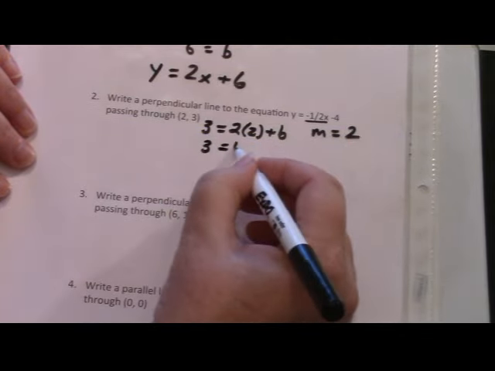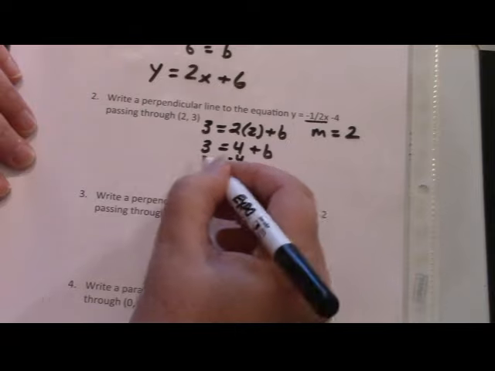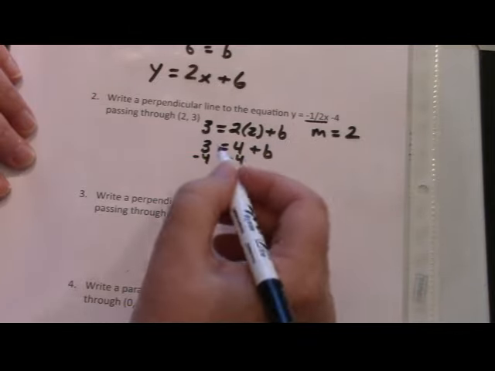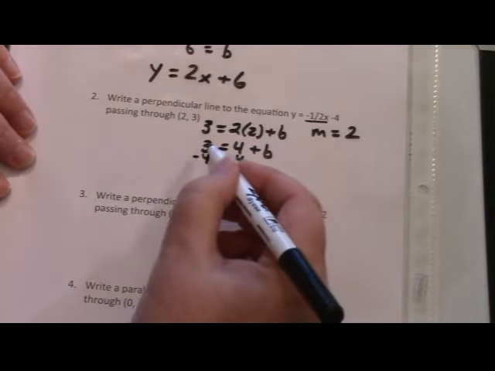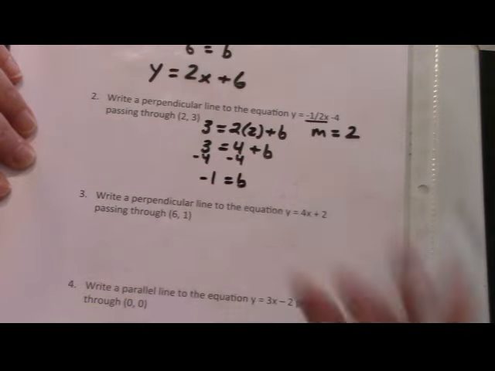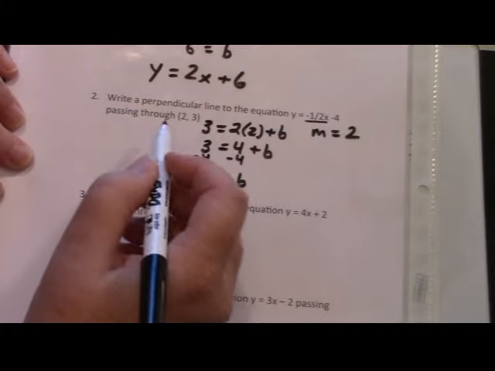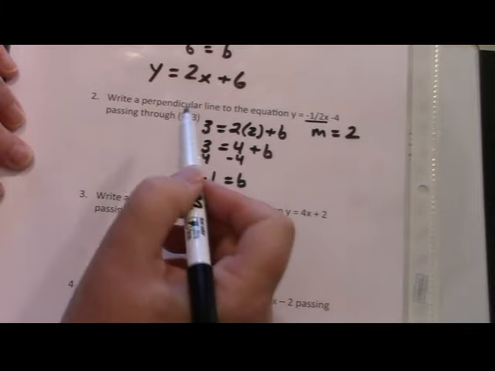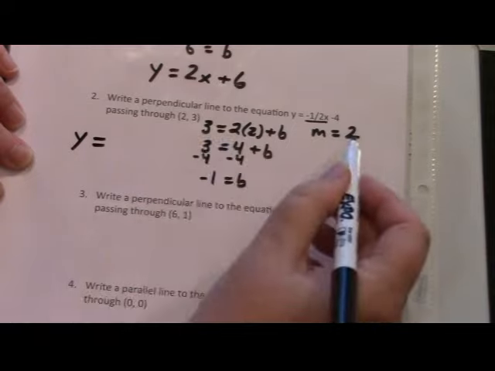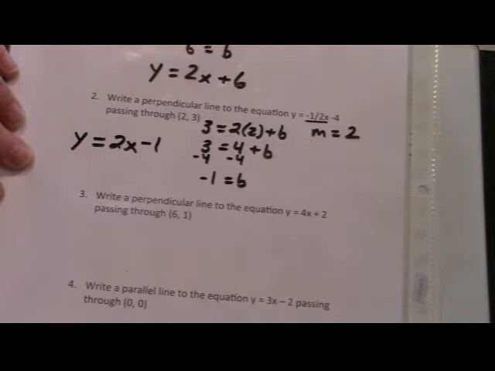3 equals 2 times 2 is 4 plus b. Opposite, golden rule it. Let's do it on both sides. That becomes 0. 3 minus 4 is negative 1 equals b. Now we have all of our elements, so our new equation, perpendicular to this line that passes through this point, will be y equals our new slope and our new value for b, 2x minus 1.